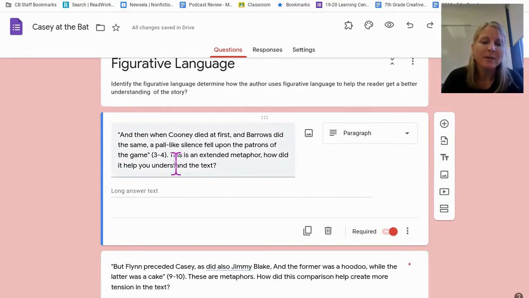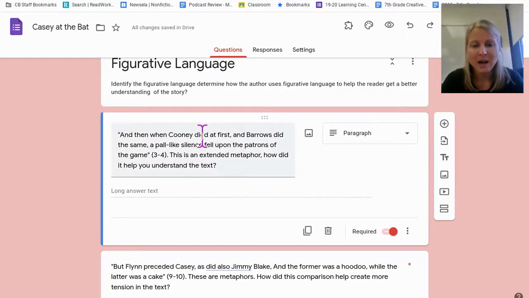So this is an extended metaphor. How did it help you understand? This metaphor shows that losing this baseball game is like losing someone you love, or a funeral. The author compares outs to deaths, and the silence of the crowd shows how severe and important this game is to everybody. They actually didn't think that they had much hope at the very beginning because they had people who were not very good up to bat. So that's how I'm going to identify or think about this first example.